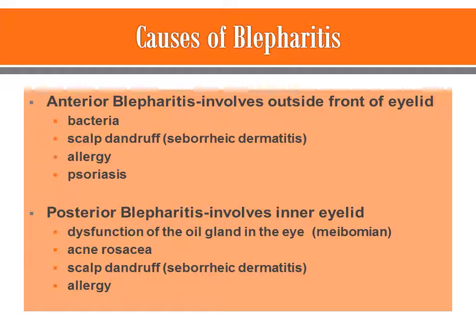With the anterior blepharitis, it involves the outside front of the eyelid. So it's the eyelid margins around the eyelashes, and you'll see that with someone who may have psoriasis or with some type of bacterial infection.